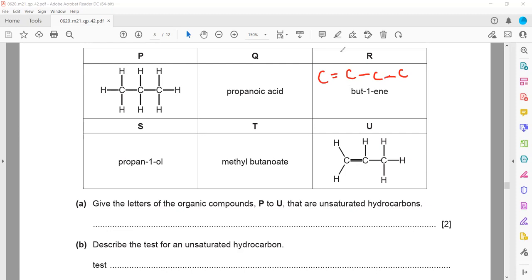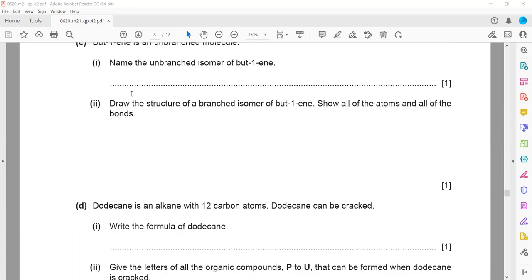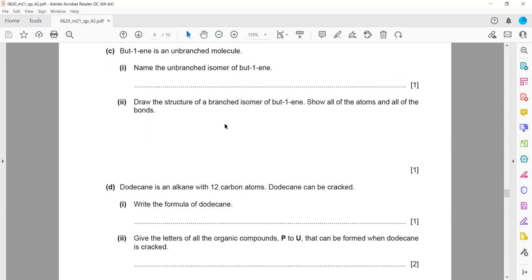What will be the isomer if we want to draw an unbranched isomer of an alkene? What we simply do is change the position of the double bond. The double bond was with the first, then we make a double bond with the second. So when we make a double bond with the second and third carbon, this will become but-2-ene. In the question, they're saying you have to name an isomer, the unbranched isomer of but-1-ene. So the unbranched isomer of but-1-ene will be but-2-ene.